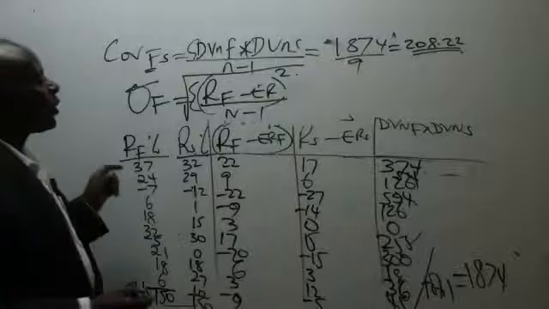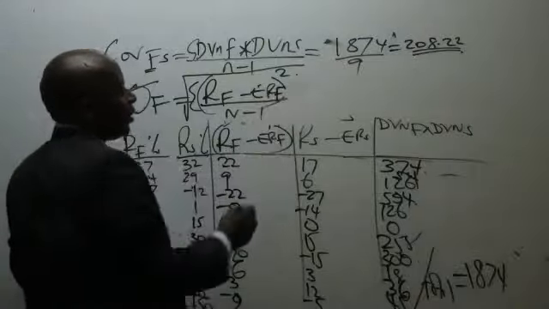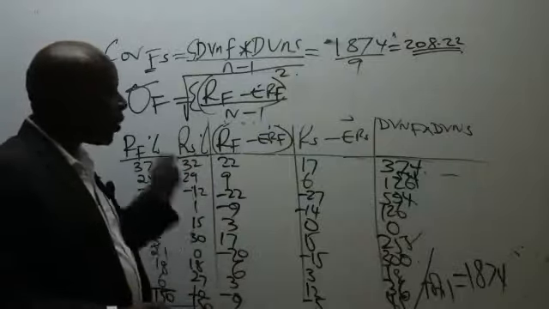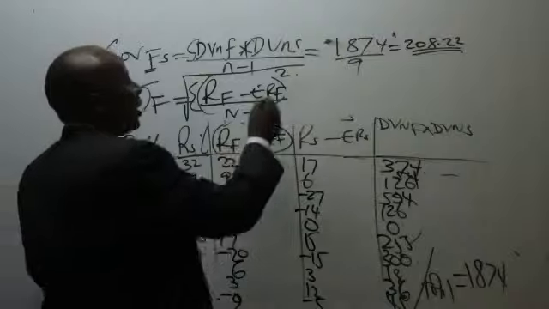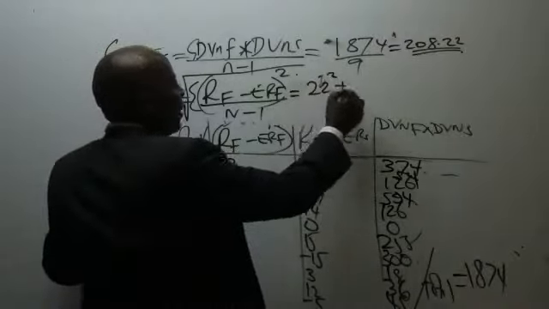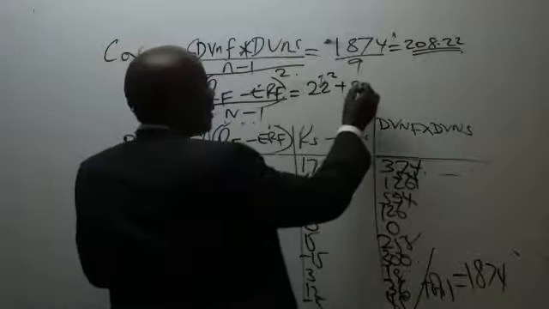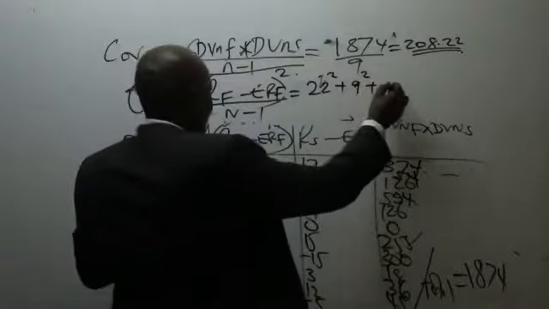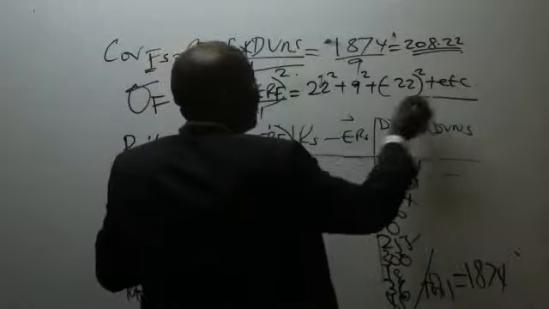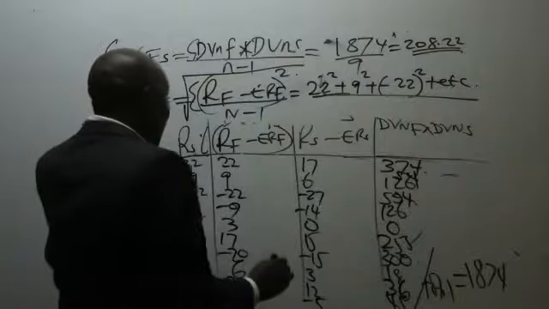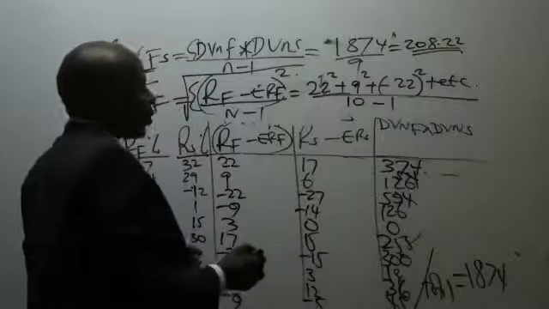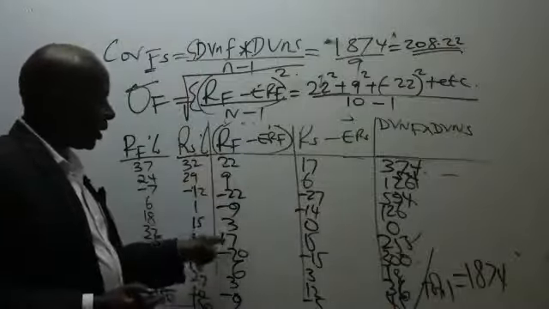So take the deviations in ERF. Take the deviations that you have here, and then you square them, and then you add them. So, for example, 22 squared plus 9 squared plus minus 22 squared plus etc. Whatever I will get, I'll come and divide by 10 minus 1. So now you have written all of these.